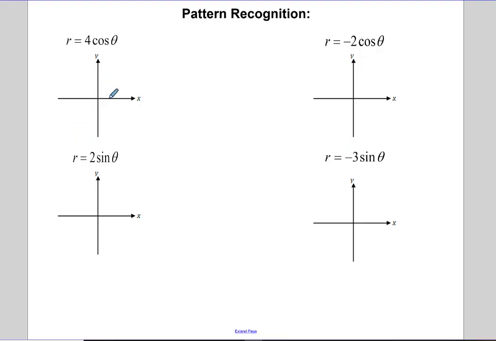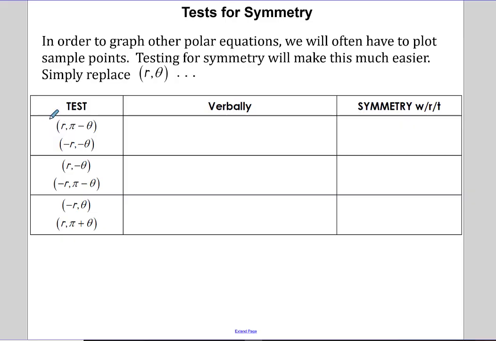So 4 cosine, it's a positive. It would be a circle on this side. And negative 2 cosine would be a smaller circle whose radius is 2 on the left side. 2 sine theta would be the same size as the 2 cosine theta, but it would be up. And negative 3 sine theta would be a circle positioned down. So these are the pattern recognitions for those particular basic polar curves.